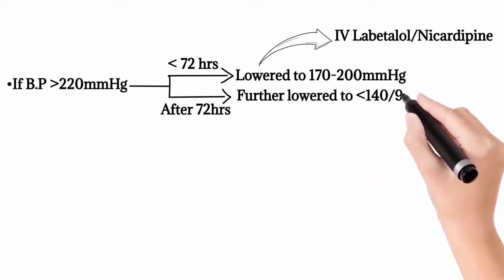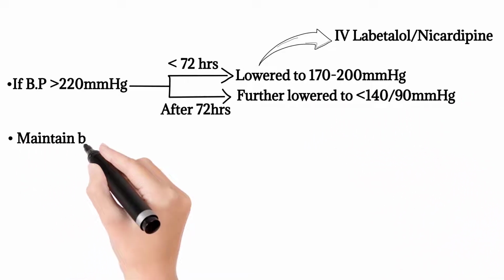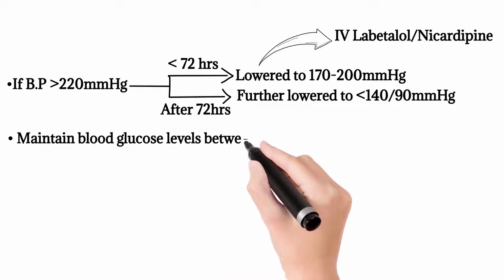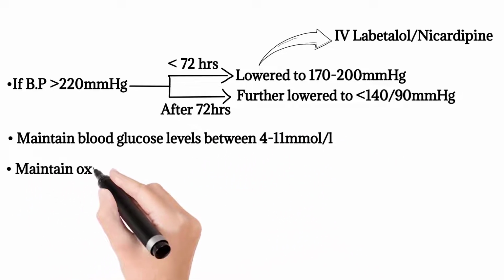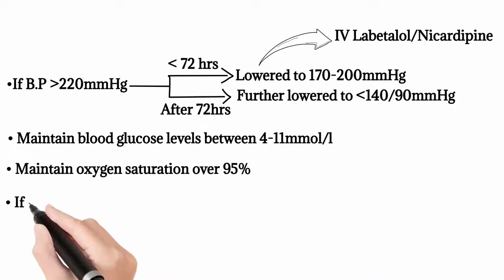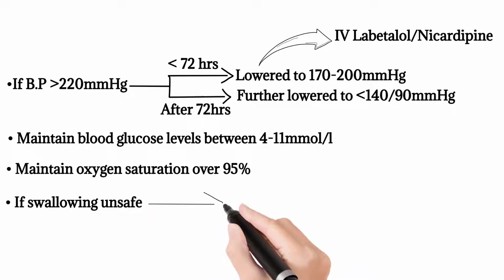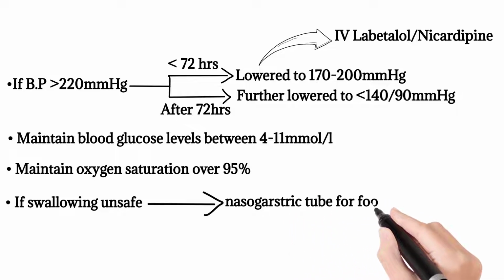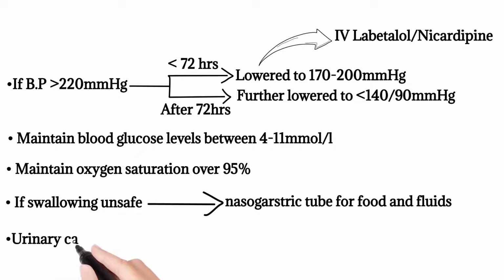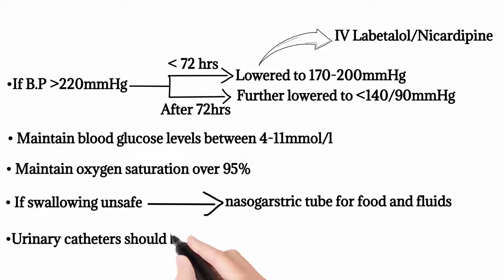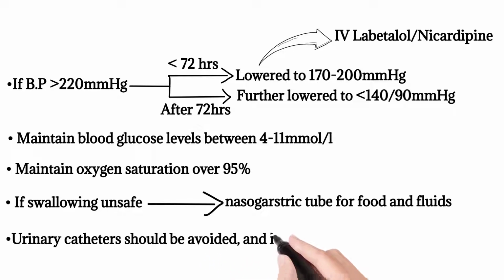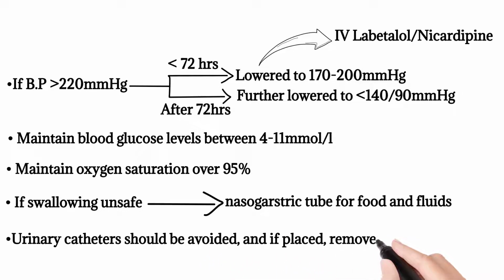Then blood glucose levels should be maintained between 4 to 11 millimoles per liter and oxygen saturation should be maintained over 95%. In case of any risk of aspiration, placement of a nasogastric tube should be considered. Urinary catheters should be avoided, and if placed, they should be removed within 24 to 48 hours.